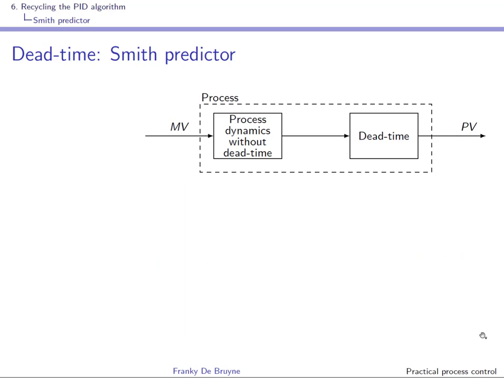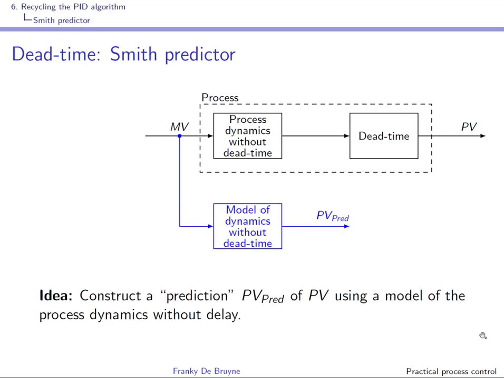Well, let us now look at this Smith predictor, and again we start from our process that we have split in two parts, the dead time and the process without the dynamics. The idea of a Smith predictor is very simple. It is to construct a prediction here of PV using the model, but of course the model without the delay.